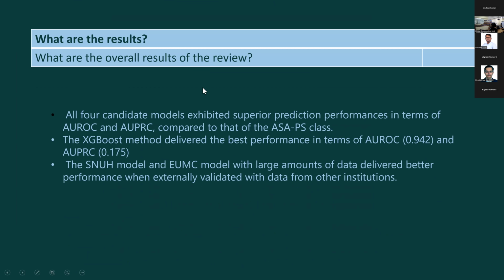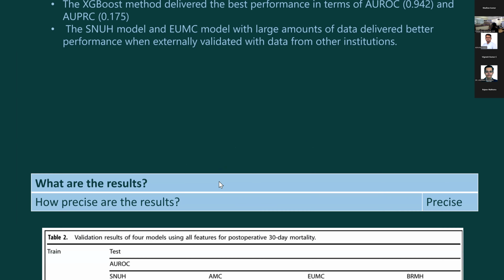Now, the overall results of the meta-analysis were not combined, but looking at the individual study which we have looked at, all the four models exhibited superior prediction performance in terms of AUROC and AUPRC compared to the ASA-PS class. And the XGBoost model delivered the best performance, and the SNUH model and EUMC model with a large amount of data delivered better performance when externally validated.